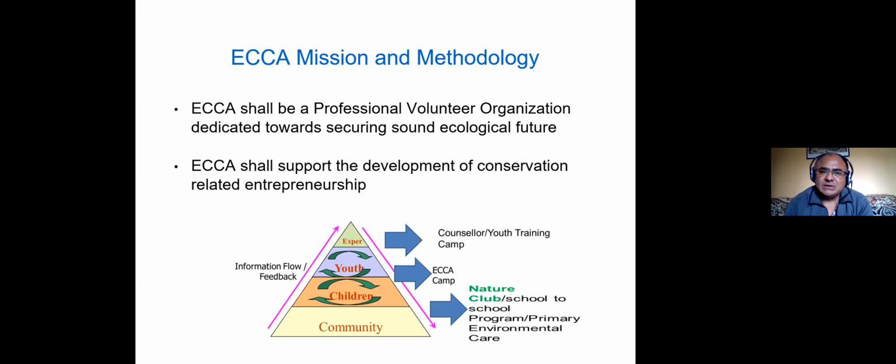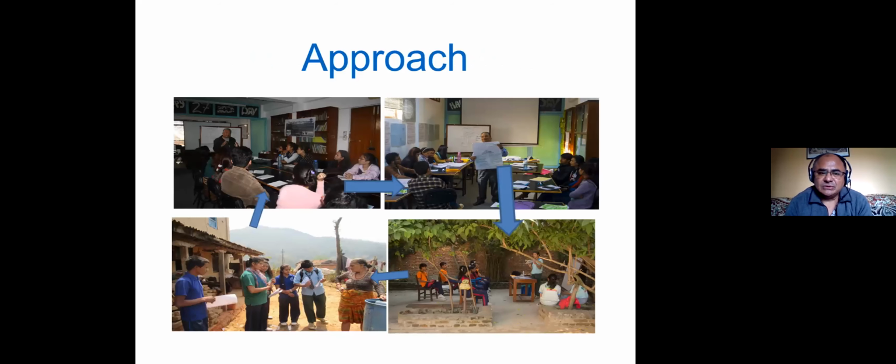ECA, the Environmental Camps for Conservation Awareness. Its mission is that ECA shall be a professional volunteer organization securing a sound ecological future, and ECA shall support the development of conservation related entrepreneurship. So these are the children to community and community to expert. We disseminate information that way, and accordingly we develop the projects, plans and designs.